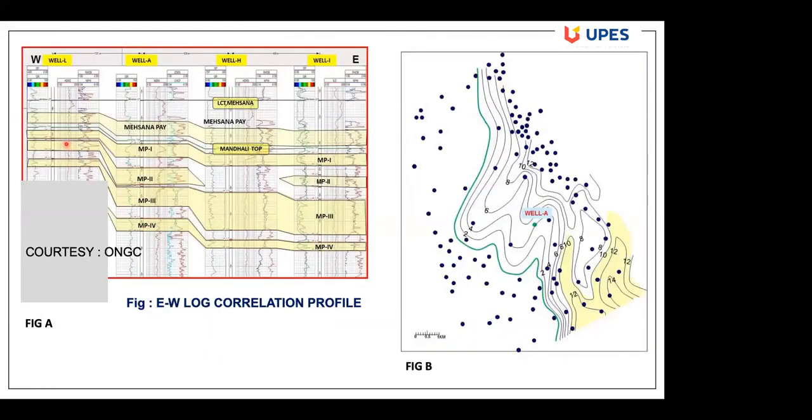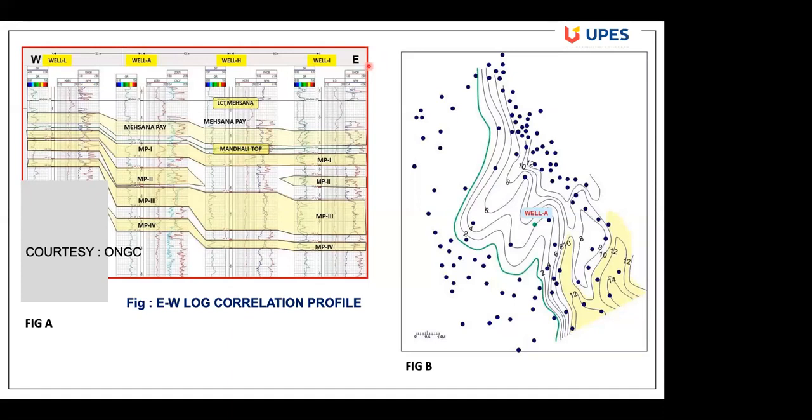In this case, we have correlated pay zones, the Mandoli top, and different pay zones for Mehsana pay. You can see the different pay zones, and towards the east side you can see the quality of this reservoir based on thickness. Pay zone thickness is high towards the east.